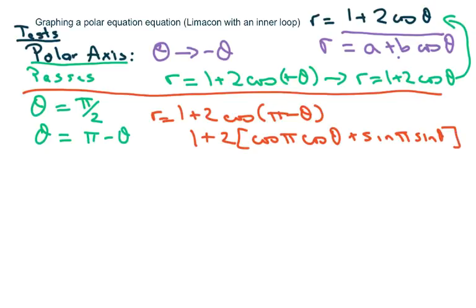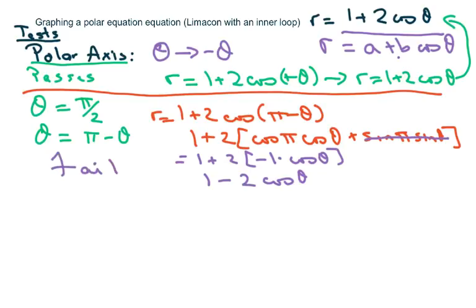We know that sine of pi is 0, so 0 times sine of theta is 0. And what we're going to get is 1 plus 2 times cosine of pi, which is negative 1, times cosine of theta, which yields 1 minus 2 cosine of theta. So the test fails. It does not look like our original equation. So basically it's not symmetric to the y-axis, or the line theta equals pi over 2.